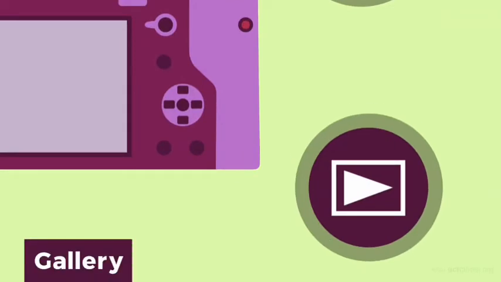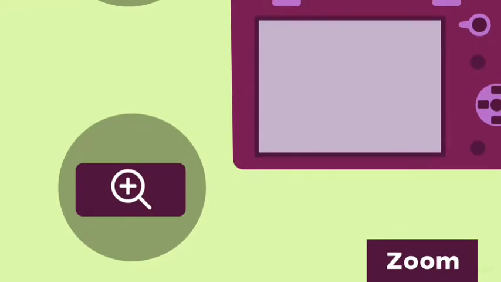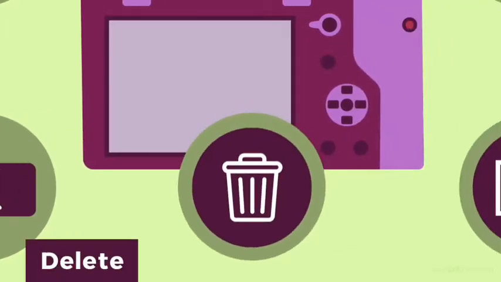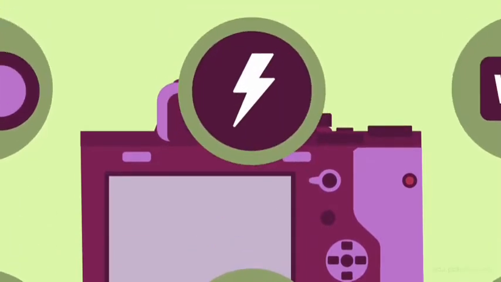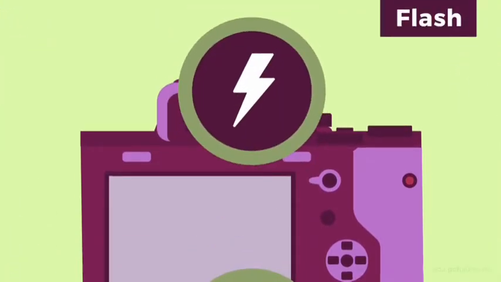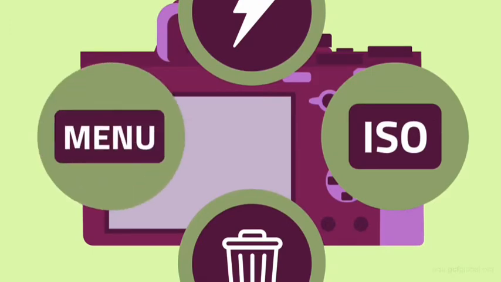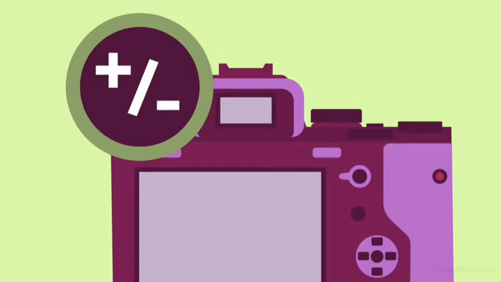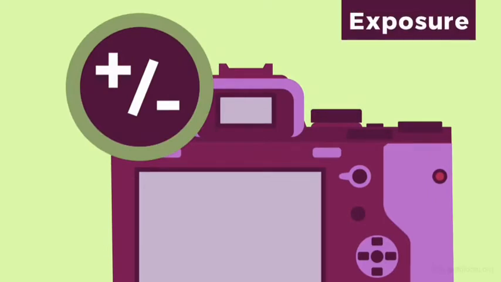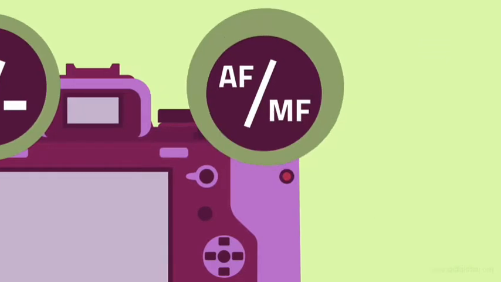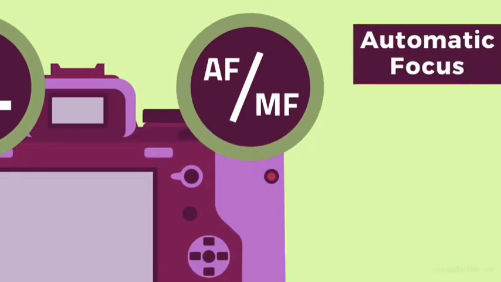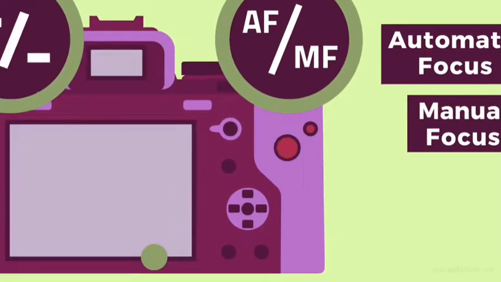The buttons with arrows on them give you access to the gallery of captured images on your device. The magnifying glass leads to the zoom tool. A trash can symbol allows you to delete. The lightning bolt is where you'll find the camera's flash settings. In the same way, the ISO and menu buttons will bring you to their controls. If you see a plus and minus symbol, that's what you'll use to adjust the exposure. The letters AF stand for automatic focus, and MF for manual focus. An illuminated red dot indicates that you are recording video.